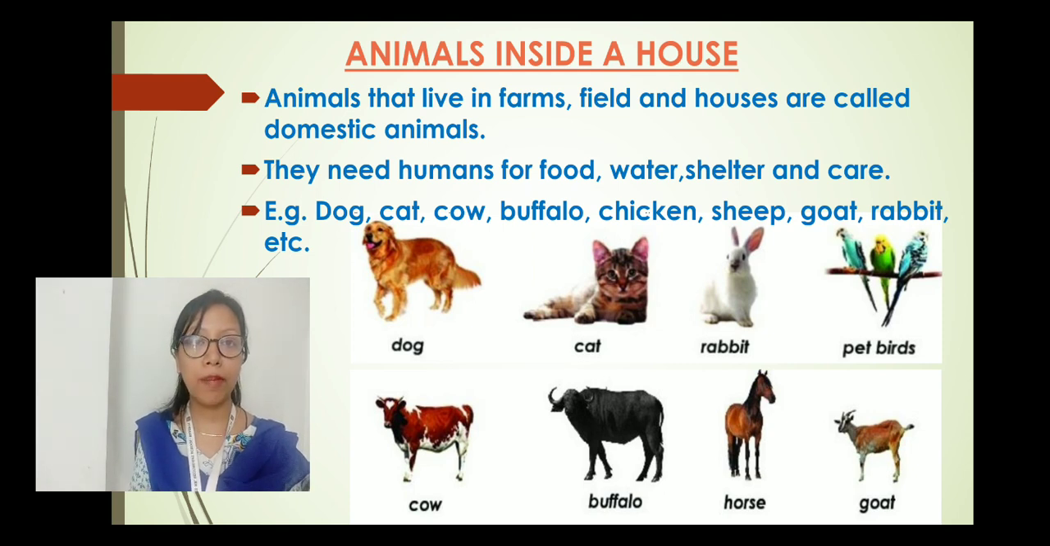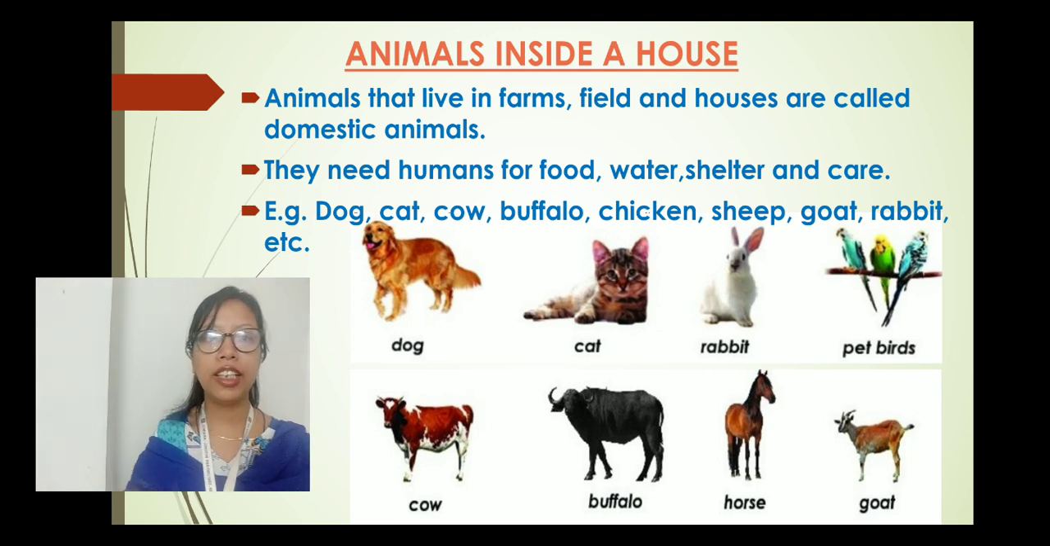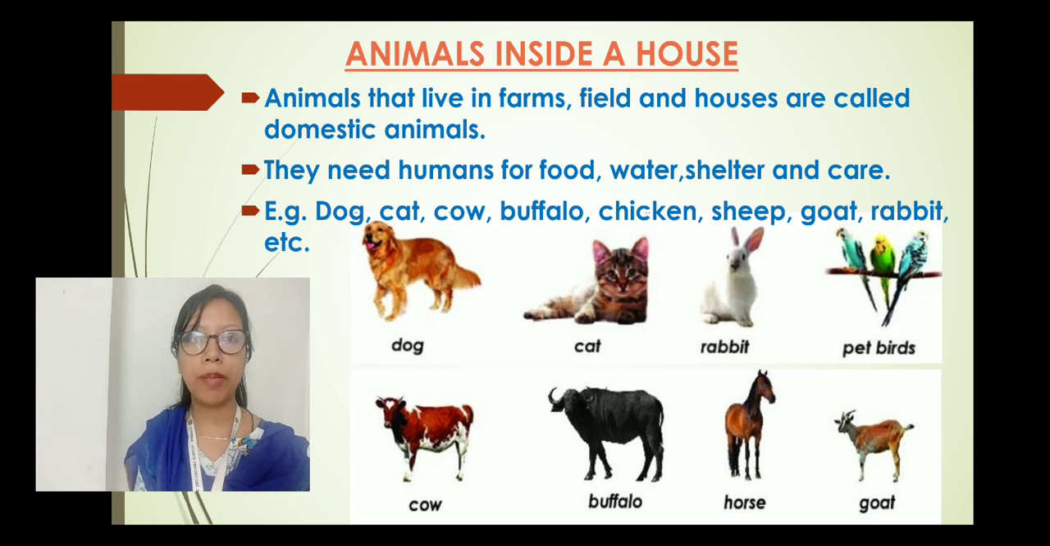Now, for example, what are the domestic animals? Dog, cat, cow, buffalo, chicken, sheep, goat, rabbit, etc. As you can see on the screen, these are some of the pictures of the animals: dog, cat, rabbit, pet birds, cow, buffalo, horse and goat. These are some of the animals that you can find in the farms, inside the houses, and also some of them on the fields. So these are some of the domestic animals.